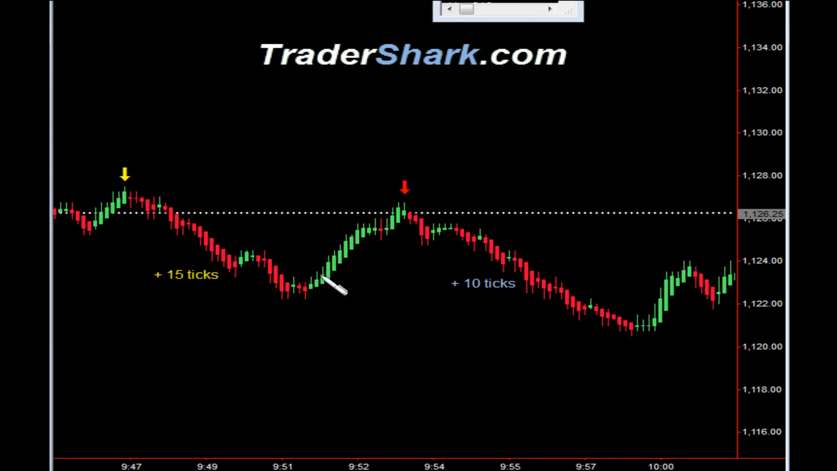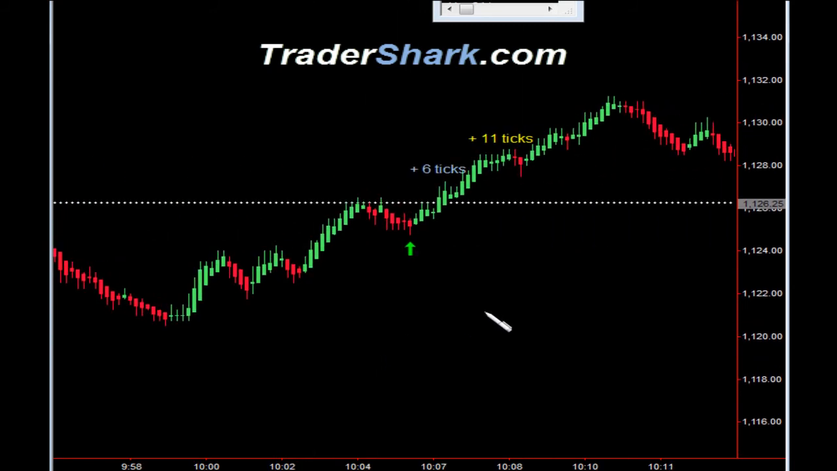Next trade came back, found resistance at the opening price, had an opportunity to get short. Target 1 and target 2 were hit for a total of 10 ticks. We then found resistance again at the opening price, pulled back and broke through. Target 1 and target 2 were hit for a total of 6 ticks.